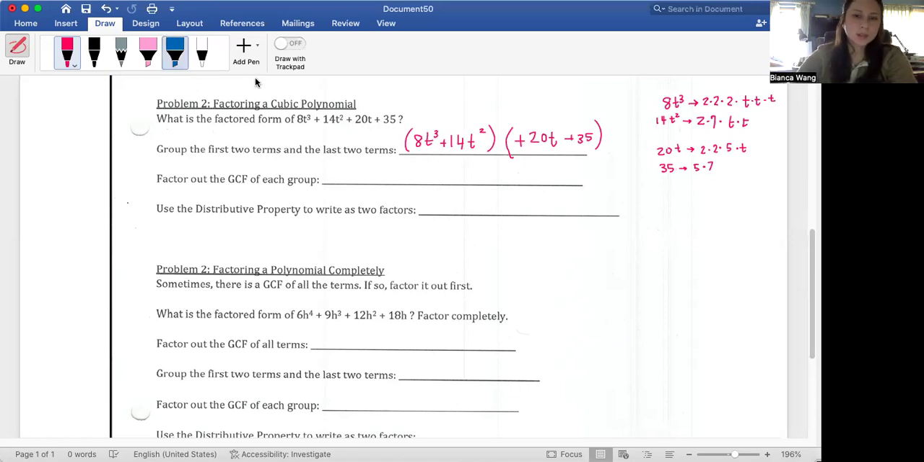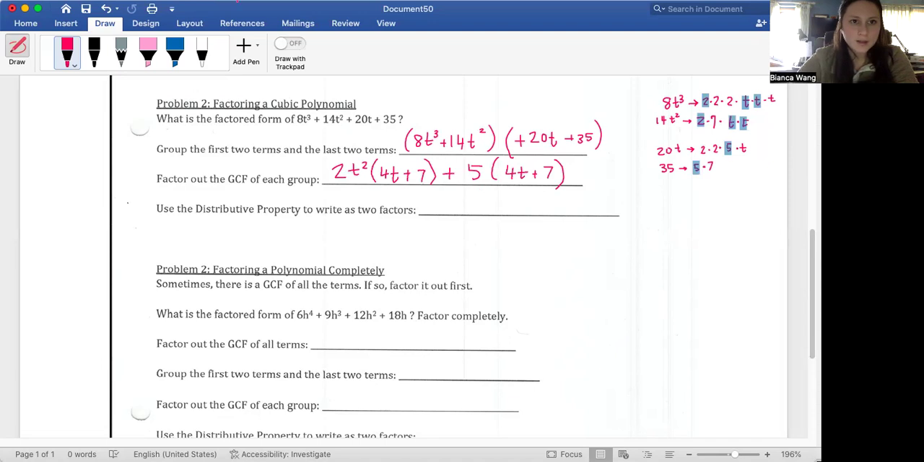So I'm going to look at these separately because they're in two separate parentheses. I'm going to look at this as a common factor of 2t squared, which means I have 2t squared times 4t plus 7, plus, now I'm going to look at the second set of parentheses. They both have in common a 5. Plus 5 times 4t plus 7. All right.